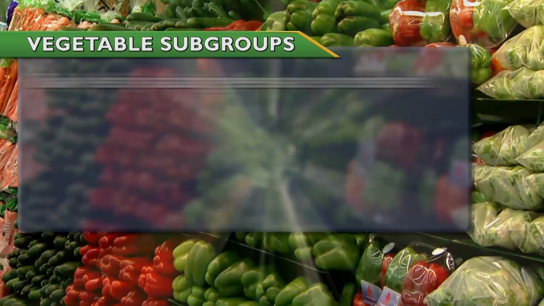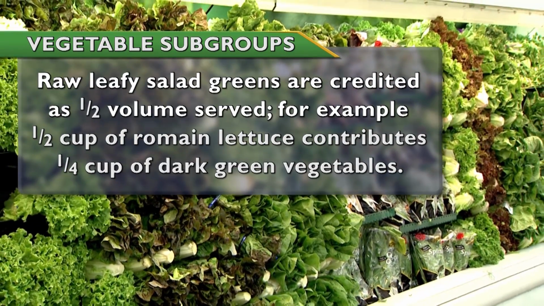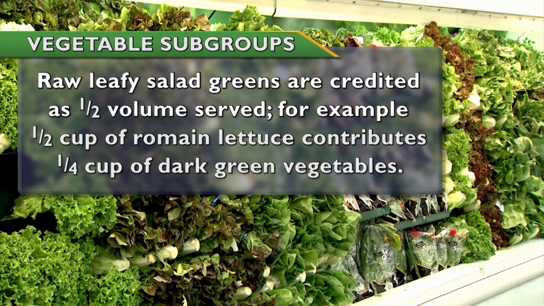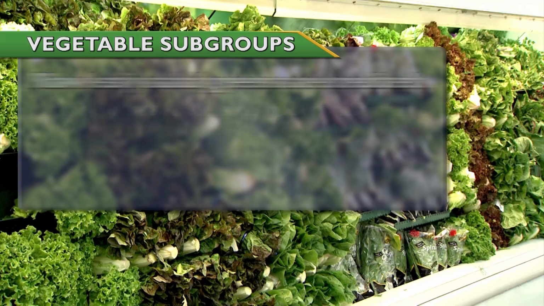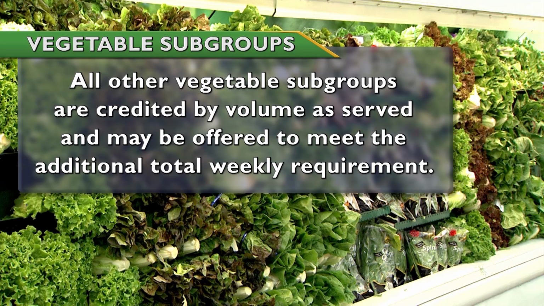Additional vegetables include raw leafy salad greens. These credit as 1/2 the volume served. For example, 1/2 cup of romaine lettuce contributes 1/4 cup toward the dark green vegetable subgroup. All other vegetable subgroups are credited by volume as served. Any vegetable subgroup may be offered to meet the additional total weekly requirement.